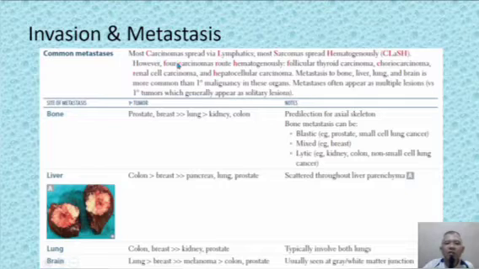Again, carcinomas spread via lymphatics, sarcomas spread hematogenously. Okay, but there are 4 carcinomas that route hematogenously. So follicular thyroid carcinoma, choriocarcinoma, renal cell carcinoma, and hepatocellular carcinoma. Okay, and the common sites of metastasis are the bone, liver, lung, and brain.